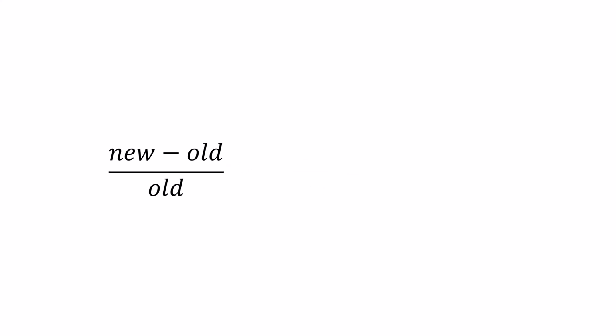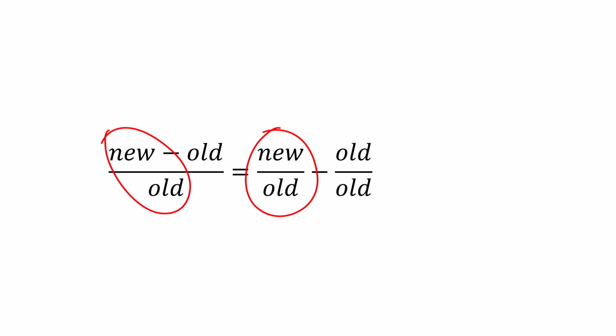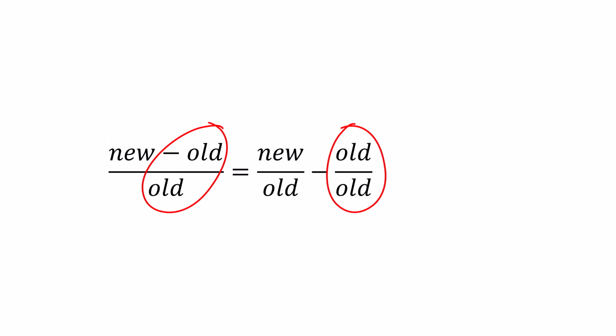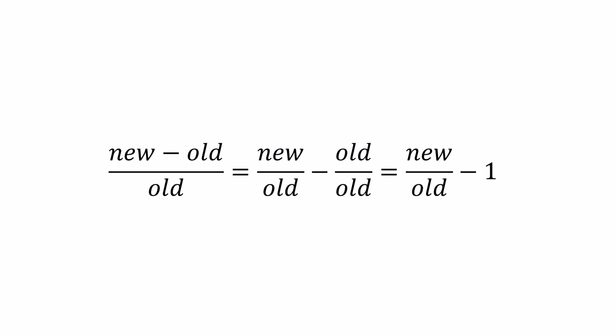Now the way I'm going to calculate the percentage difference is by using this little formula. I'm going to take the new amount minus the old amount divided by the old amount. Now some people use a different formula which is basically the same, and here's how it works. You can split the fraction up into two fractions: new divided by old minus old divided by old. But because a number divided by itself equals 1, you can also write this as new divided by old minus 1. This is the first method I'm going to use, and this is the second method I'm going to use.